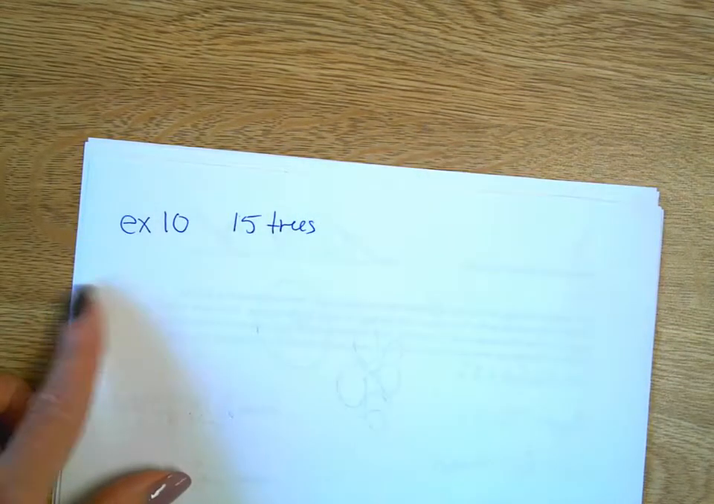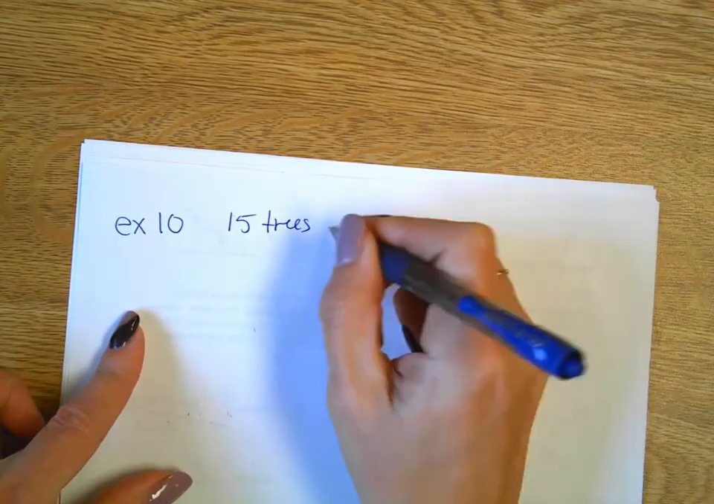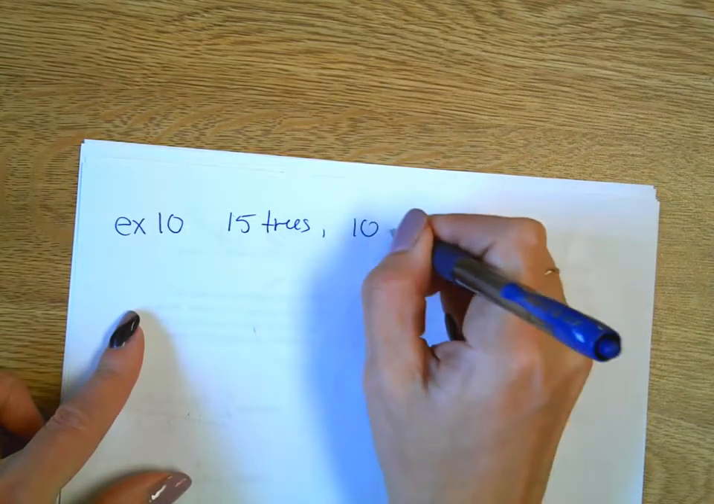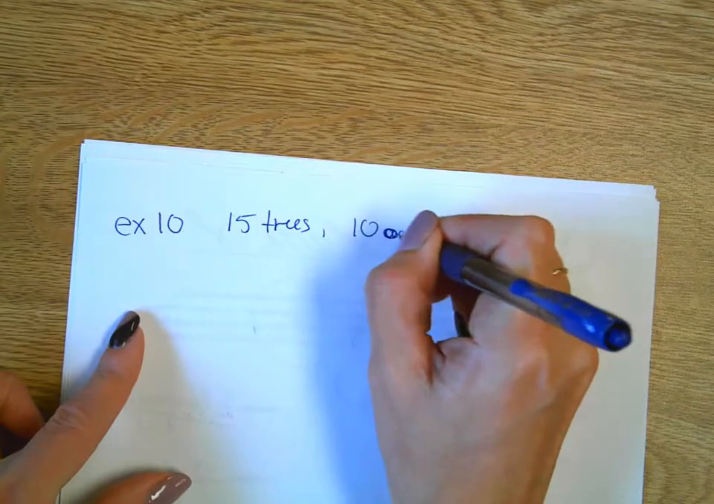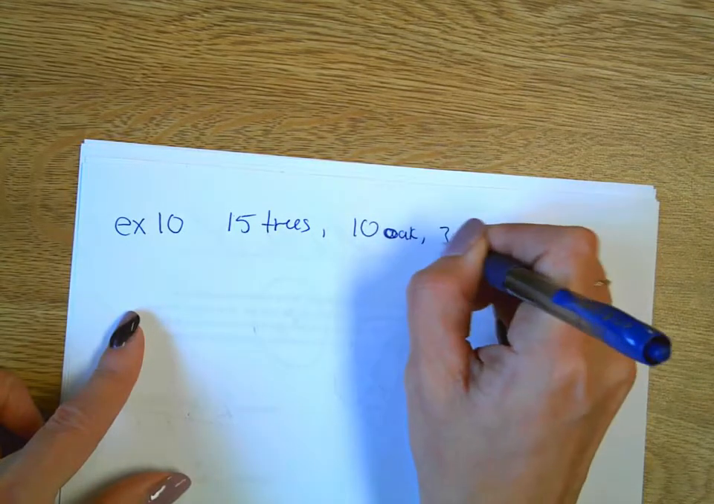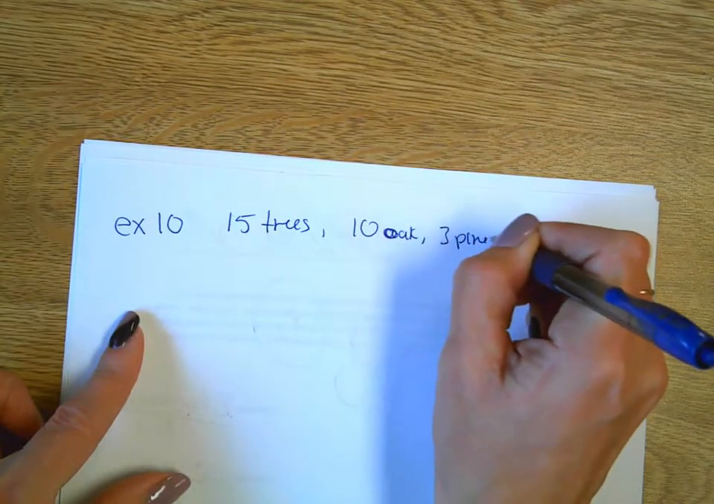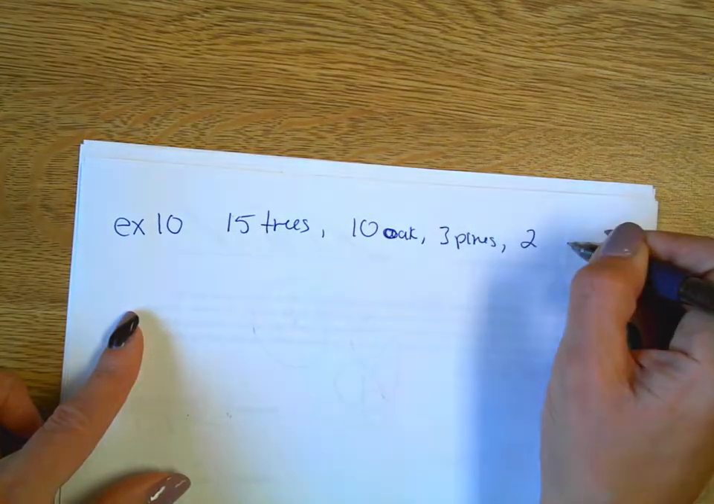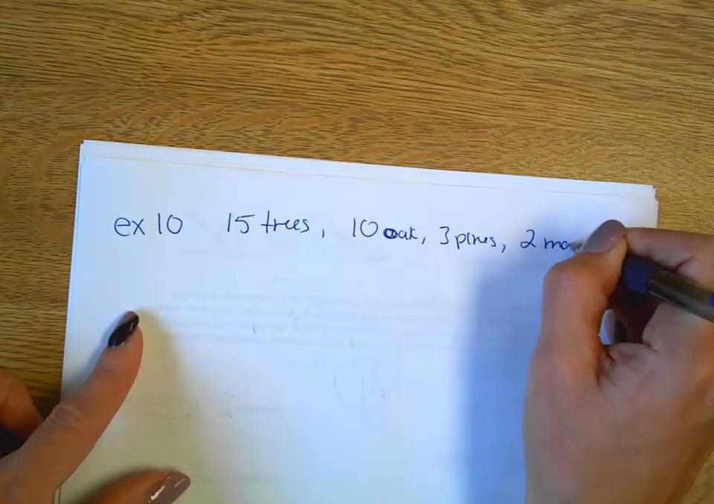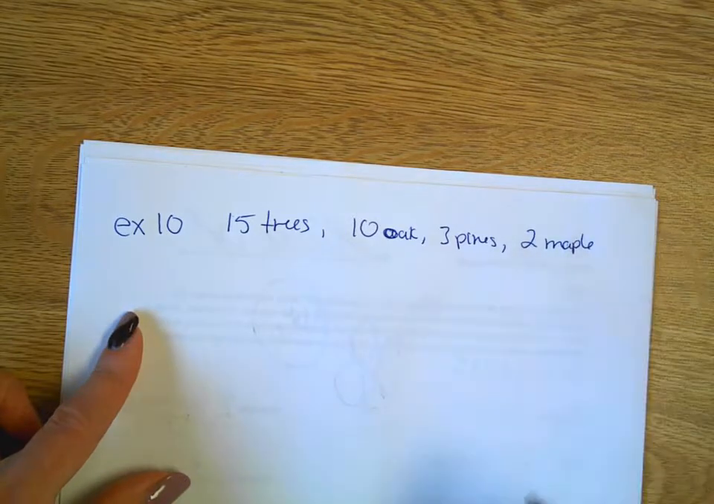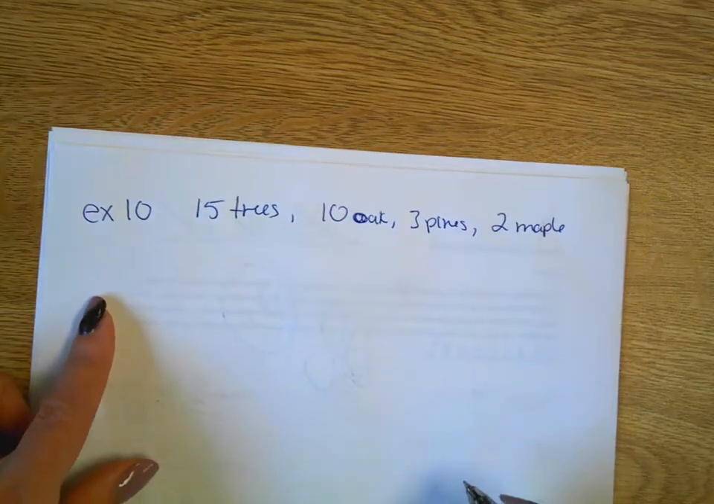15 trees you got to plant in a line along the road. 10 oaks, 3 pines, and 2 maple. How many distinguishable ways can you line up these trees?